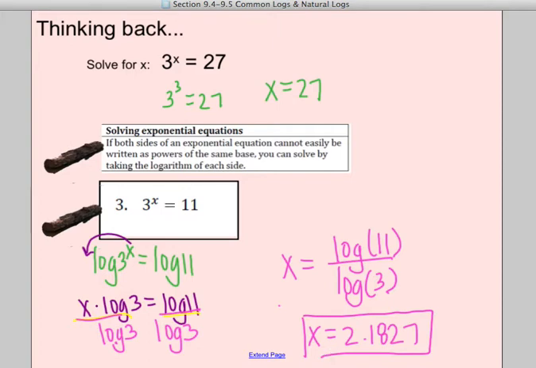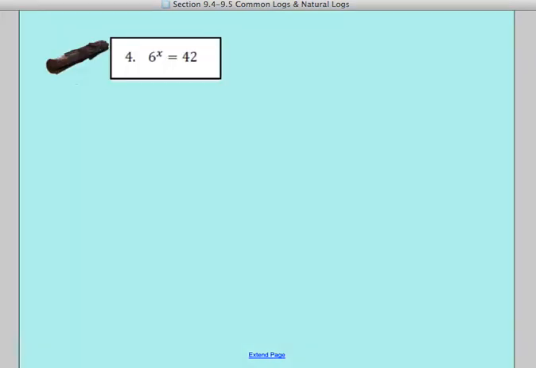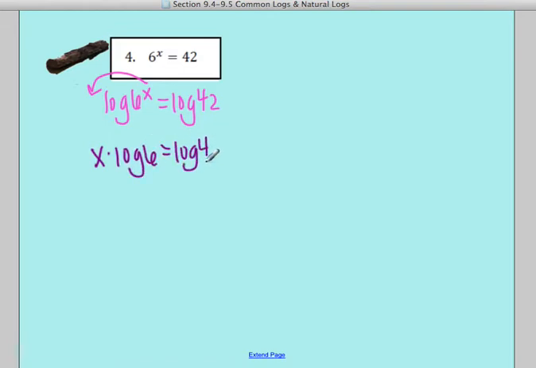All right. Example 4, I look at this one and say, 6 to what power gives me 42? Well, there is nothing that will work perfectly, so I take a log on both sides. Remember, whatever I do to one side, I have to do to the other side. Once again, I can rewrite it, put that x down in front. So I have x times log of 6 is equal to log of 42. I want to get x by itself, so I would divide both sides by what I need to get rid of, so log of 6.